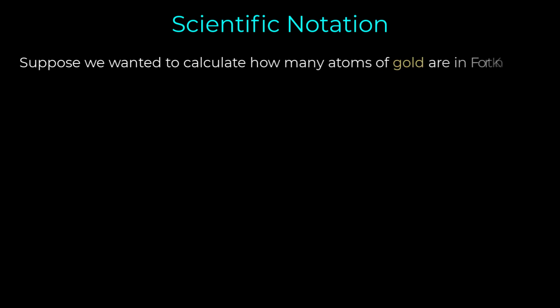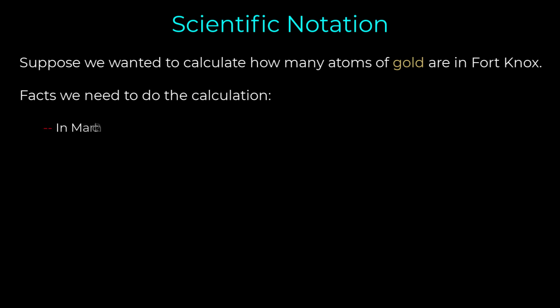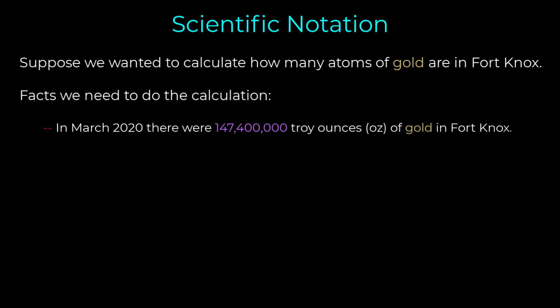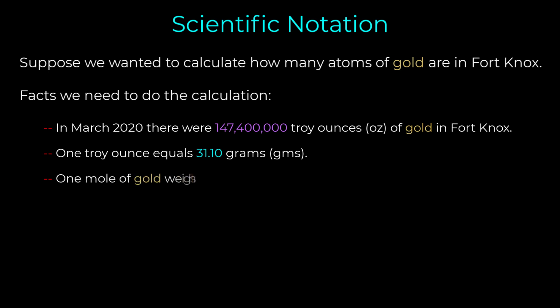Suppose we wanted to calculate how many atoms of gold are in Fort Knox. Here are the facts that we need to do this calculation. In March 2020, there were 147,400,000 troy ounces of gold in Fort Knox. 1 troy ounce equals 31.10 grams. As stated earlier, 1 mole of gold weighs 197.0 grams.